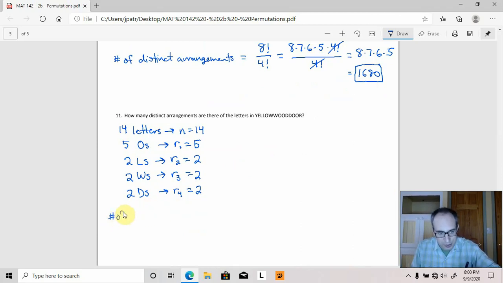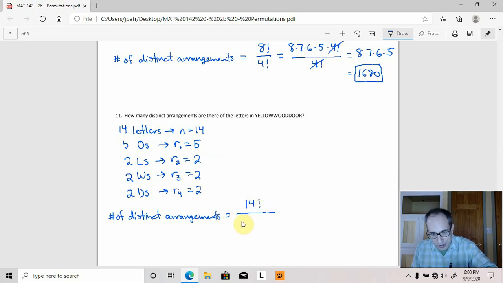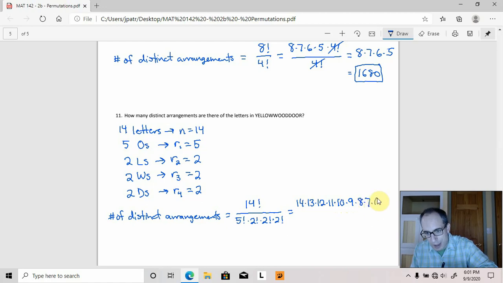So the number of distinct arrangements, it's going to be, let's see, 14 factorial on the top. And there's a whole bunch of stuff down here. We're going to have 5 factorial times 2 factorial times 2 factorial times 2 factorial. All right. And I guess we're going to try to get rid of that 5 factorial, right? That's the biggest one. So 14, 13, 12, 11 times 10 times 9 times 8 times 7 times 6 times 5 factorial.